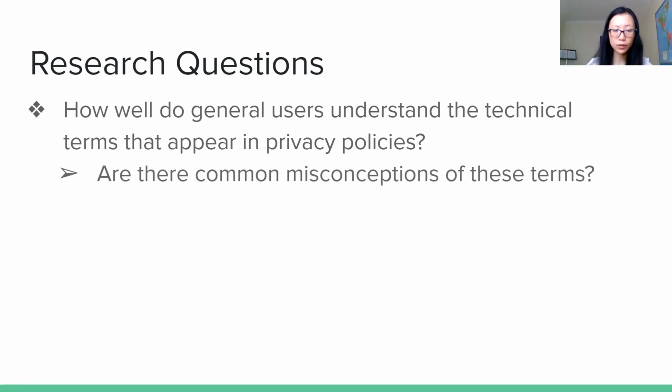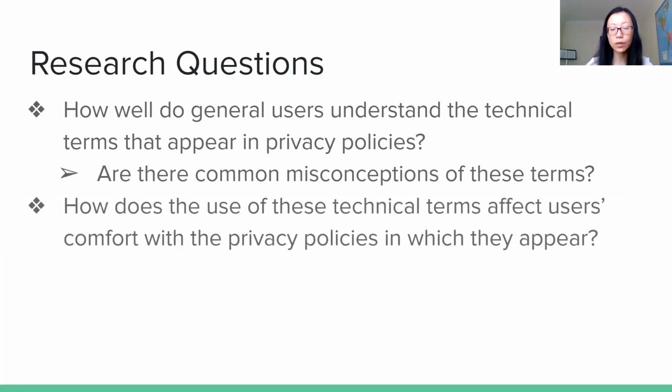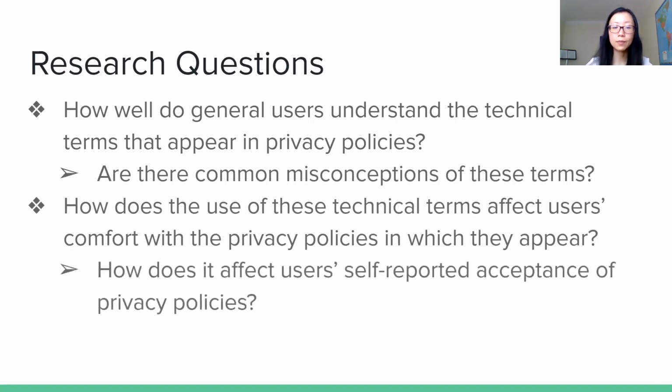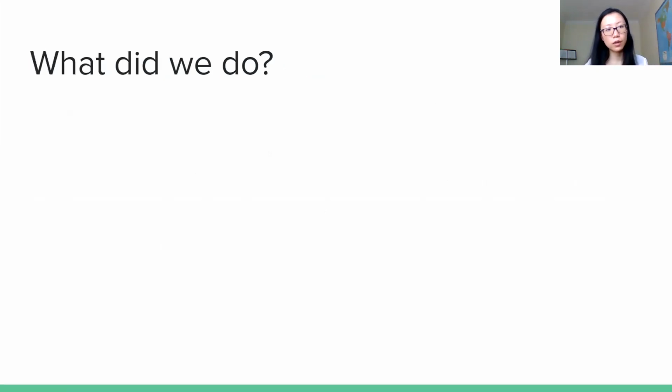And if there are certain misconceptions and misunderstandings of these terms, how does that affect users' comfort with the privacy policies that use these terms? And to follow up on that, how does it affect users' self-reported acceptance of privacy policies? How likely do they say they are to accept these policies? And how do we go about this? So I'll give you a brief overview of our methodology before going into details on each of the steps.